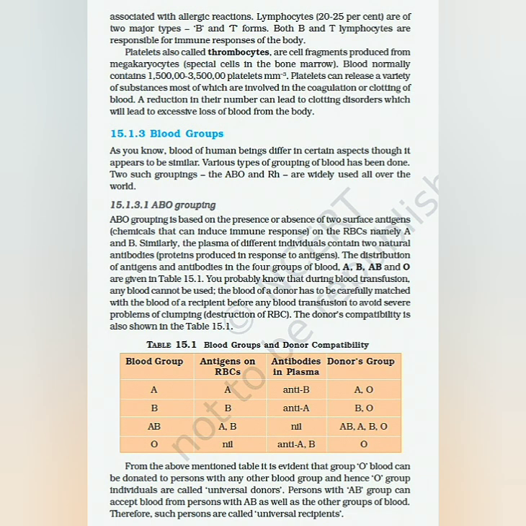ABO group. ABO grouping is based on the presence or absence of the two surface antigens, that is, chemicals that can induce immune response, on the RBCs, namely A and B. Similarly, the plasma of different individuals contains two natural antibodies, proteins produced in response to antigens. The distribution of antigens and antibodies in the four groups of blood, A, B, AB, and O, is given in the table.